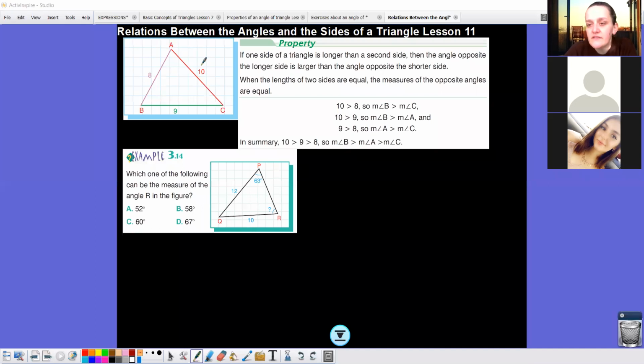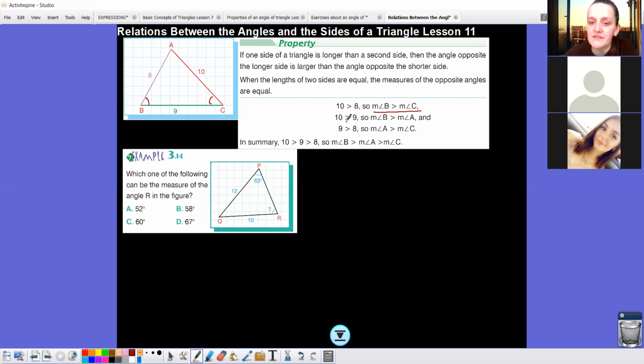AC is, let's say, 10 units, AB is 8 units, and BC is 9 units. So according to this, because 10 is bigger than 8, the measure of angle B, opposite of 10, will be greater than the measure of angle C, opposite of 8. As you can see here, it's written.